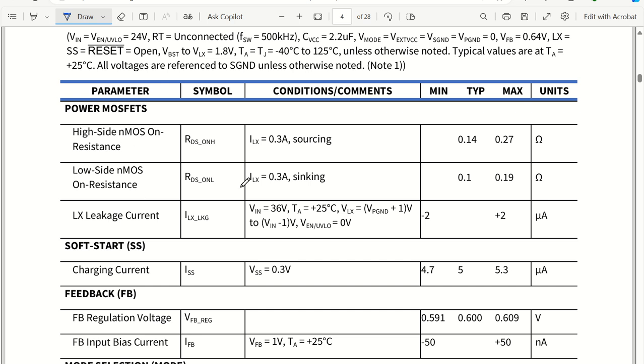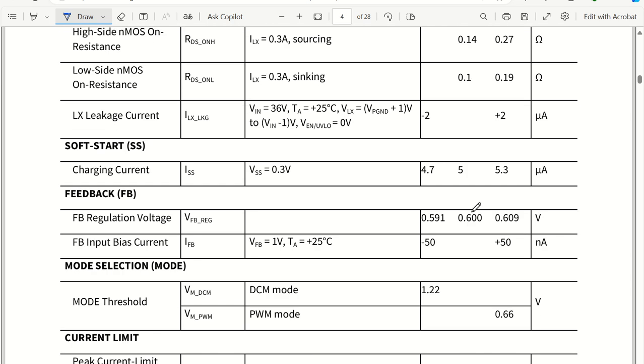Coming back to the next parameters, we have the high side N MOSFET resistance and low side N MOSFET resistance. You don't have to worry about these, they are general values. If you want a high accuracy design, then you may need to know these parameters, but it is really not needed. What is needed is the feedback regulation voltage, which is 0.6 volts. You make a note of it: I have to have 0.6 volt at the feedback voltage.